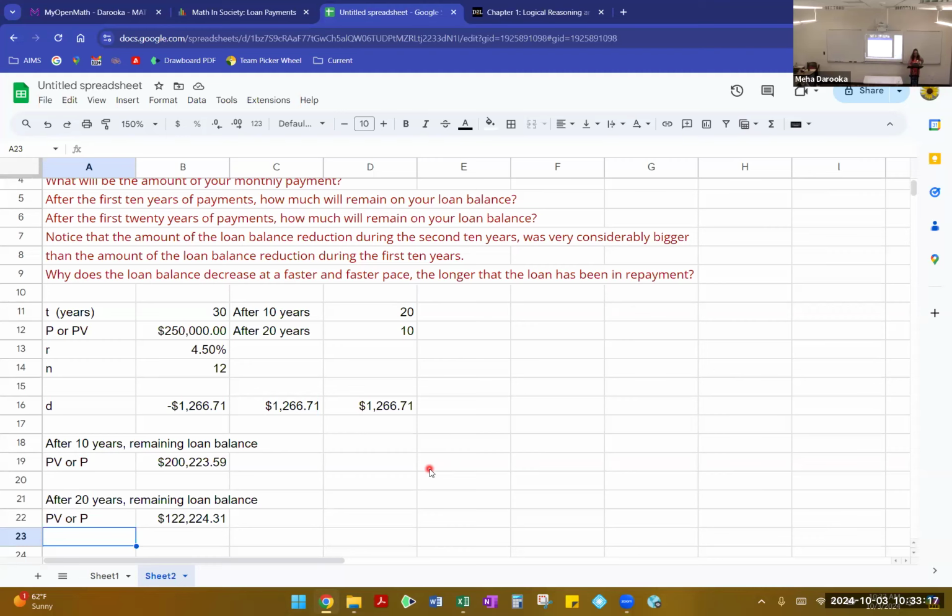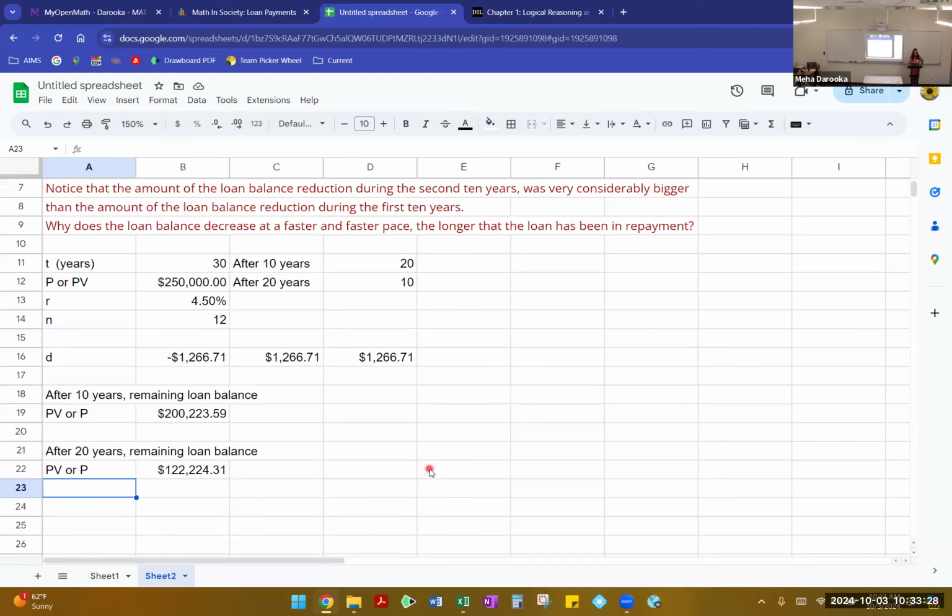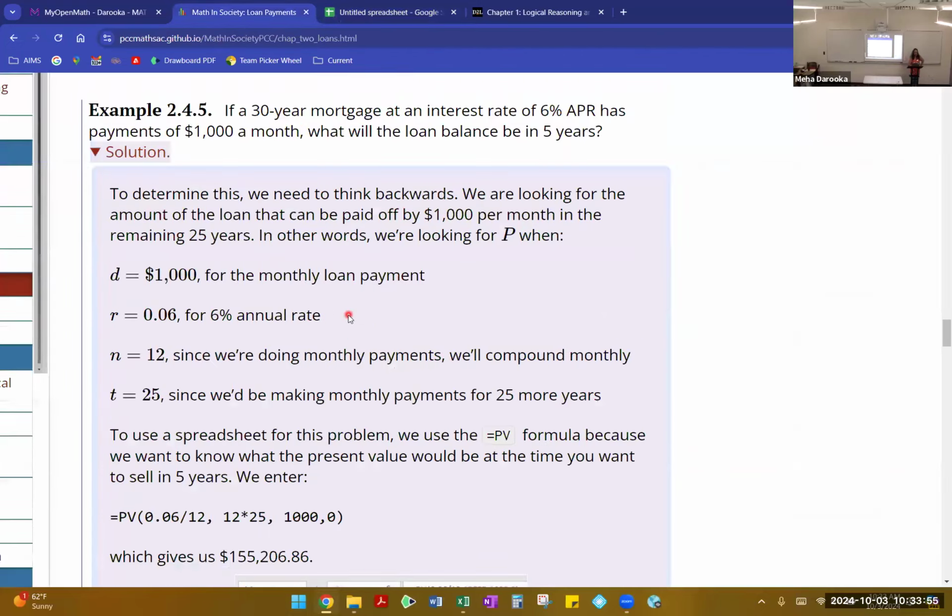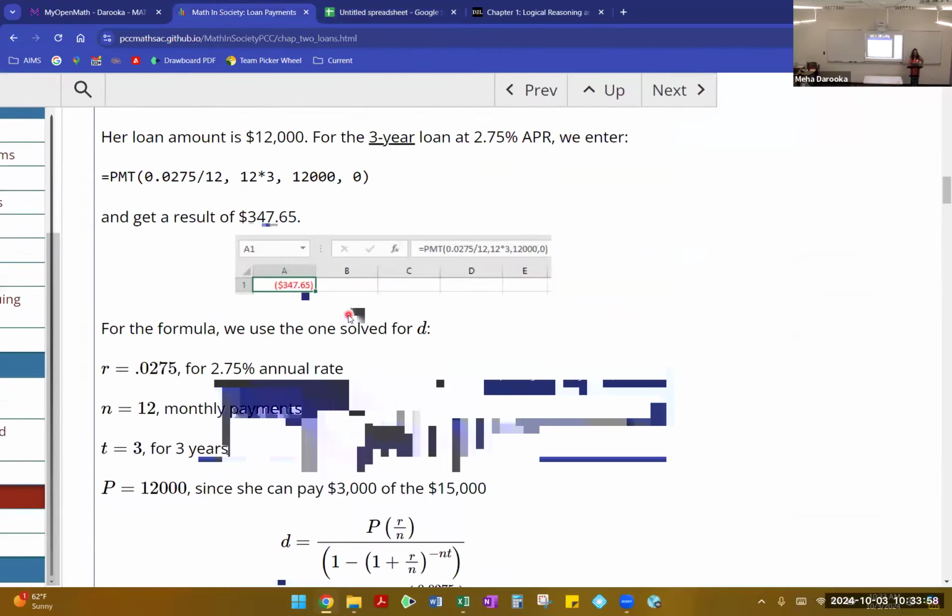So they are asking us, why does the loan balance decrease at a faster and faster pace the longer the loan has been in repayment? Why does the loan balance decrease at a faster and faster pace the longer you are making these loan repayments? Well, I just talked about it. What's happening here? Because the longer you keep making those payments, towards the end, it's going to start going towards the principal and not so much the interest.